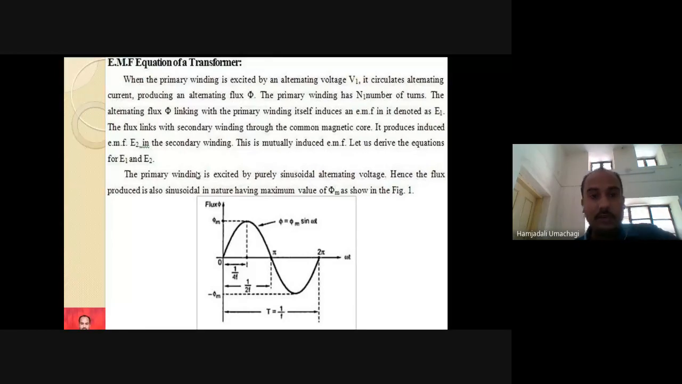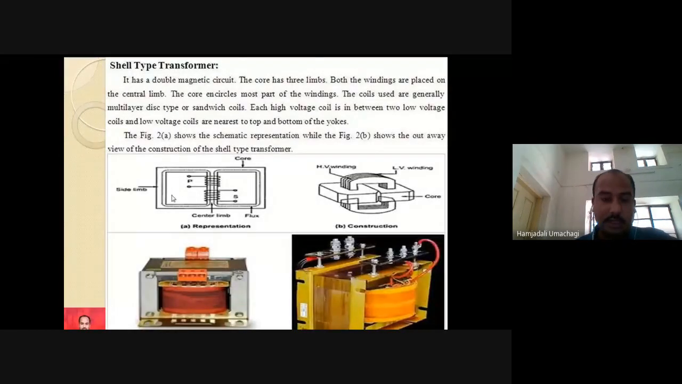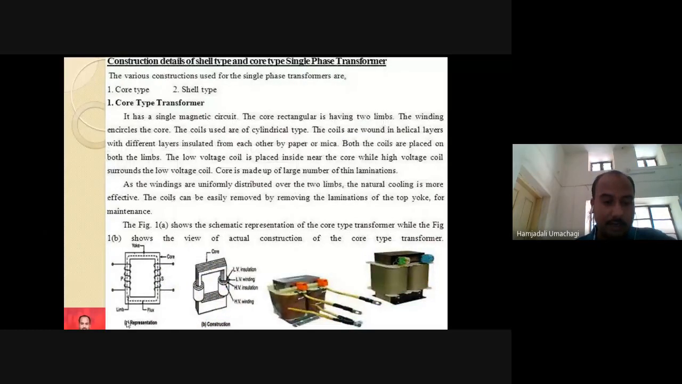So when we give input to the primary winding, then because of mutual induction, here you will be finding secondary EMF and secondary current. So what is the voltage that is induced? Either it might be primary side or it might be secondary side.